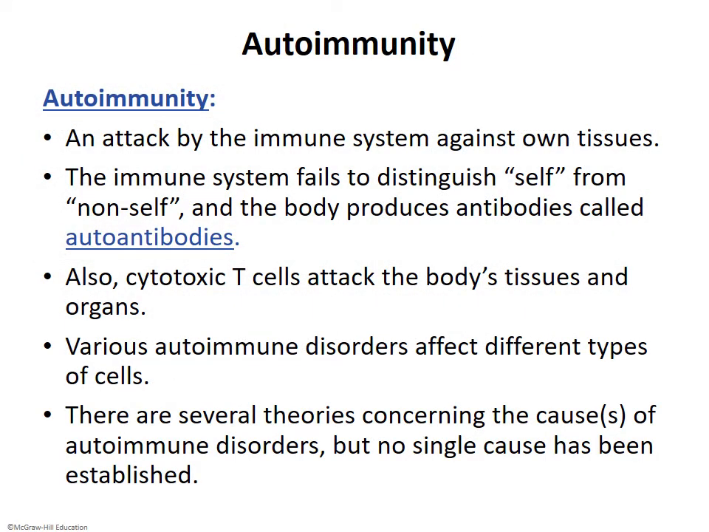So autoimmunity is an attack by the immune system against its own tissues. The immune system fails to distinguish self from non-self, and the body produces antibodies, which are called autoantibodies. They're not good. That's bad. The cytotoxic T cells start attacking the body's tissues and organs, and various immune disorders affect different cells. It's a bad thing, and these are different things.